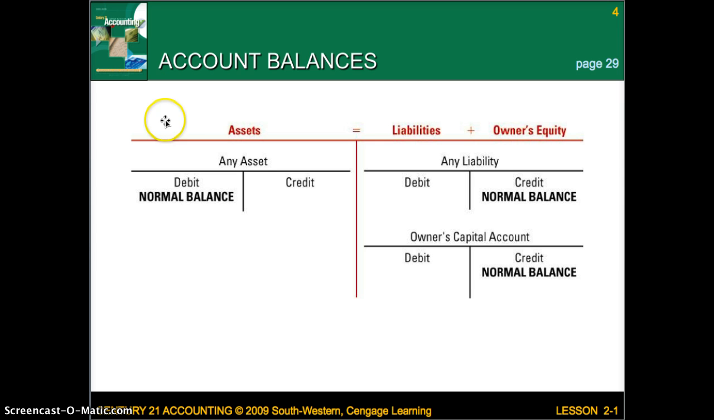As you can tell, the normal balance is always on the very outside of your T account. Okay, so look what's on the very furthest edge of both sides of the accounting equation. That's what your normal balance is going to be. Okay.